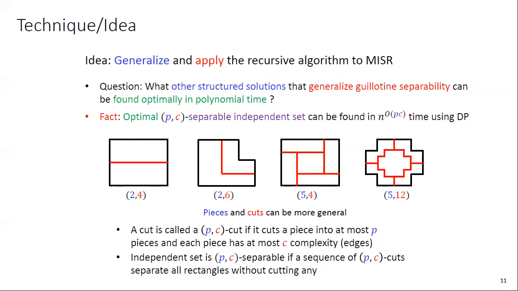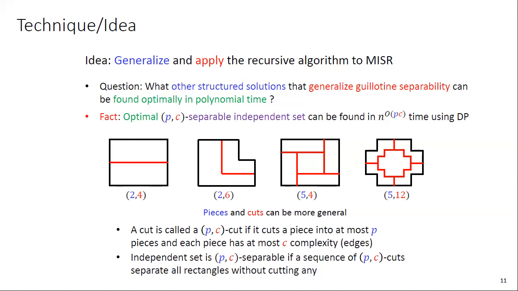Okay, so we can imagine a more general definition of a well-structured independent set. That would be the PC separable independent set, if we can find a sequence of PC cuts that separates all the rectangles of the instance without cutting any of these rectangles. Okay. Yes. So why in this last example we have 12? So 12 here refers to the number of edges of the pieces.